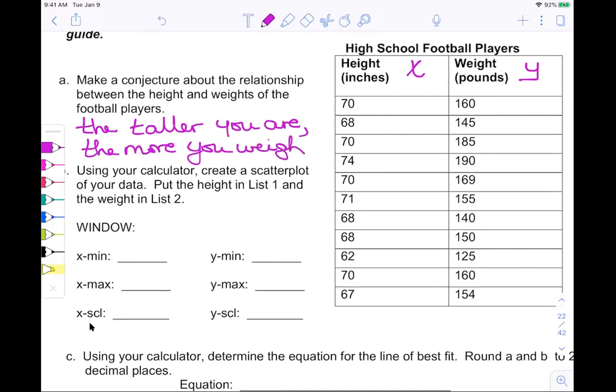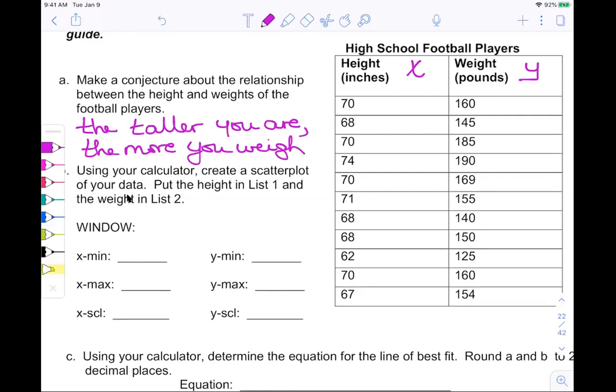And that makes sense pretty much up until a certain point, and then you stop growing. So hopefully once you stop growing, maybe you stop gaining weight as well. But if you have a little sibling or maybe a little cousin, as they grow taller, they're going to gain more weight. So the taller you are, the more you weigh, or the heavier you are, however you want to word that.